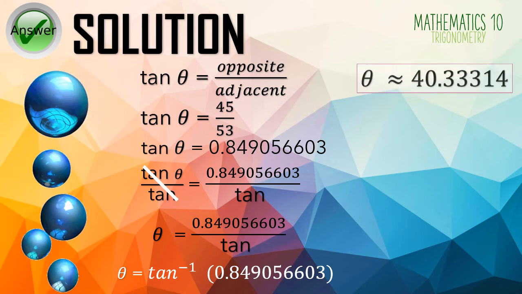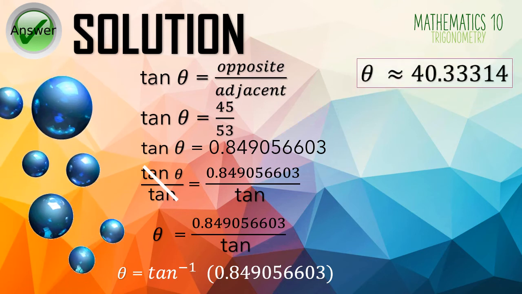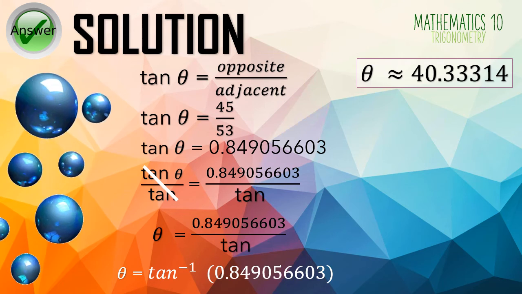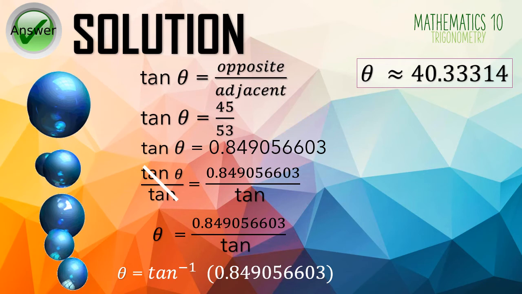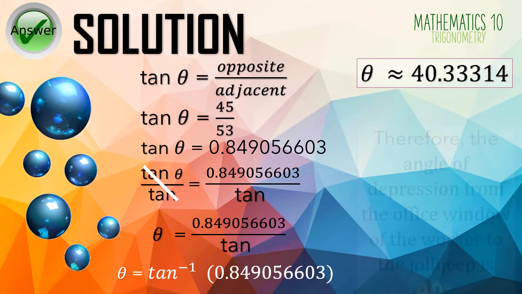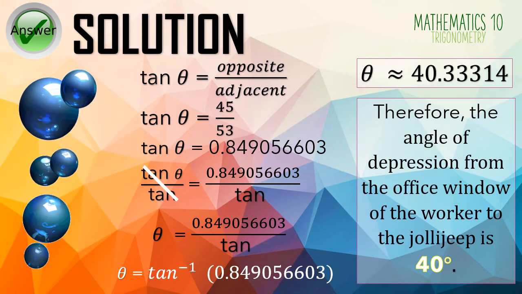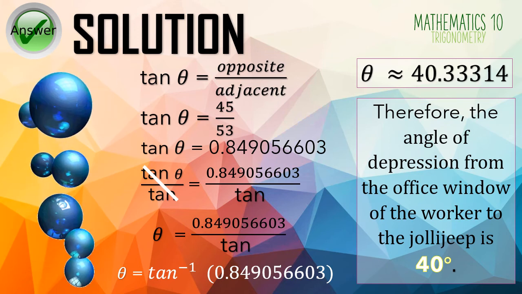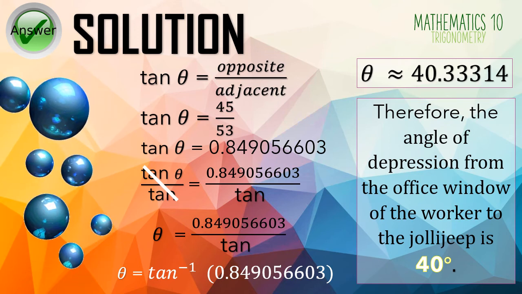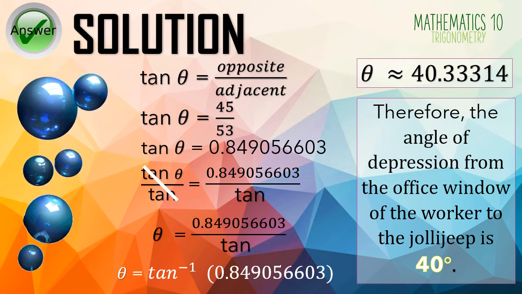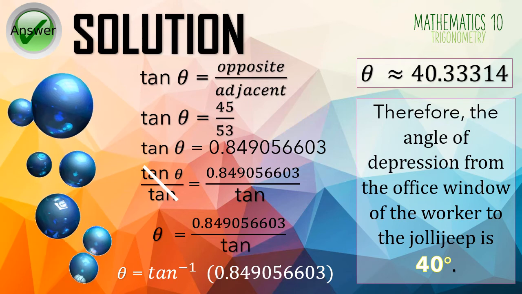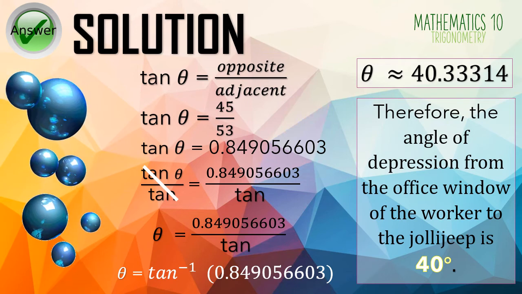And we'll end up with theta approximately equal to 40.33314, but we must end up with sentence form. Therefore, the angle of depression from the office window of the worker to the jolly jeep is 40 degrees. According to our instruction, the angle of depression must be to the nearest whole number.